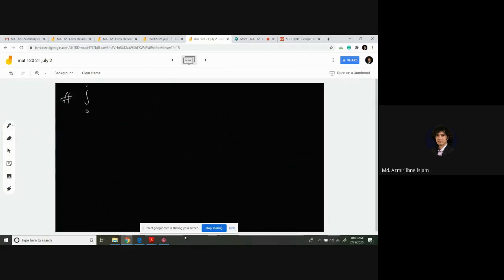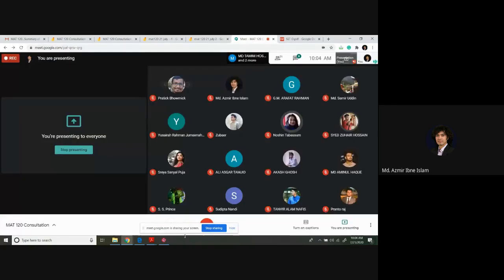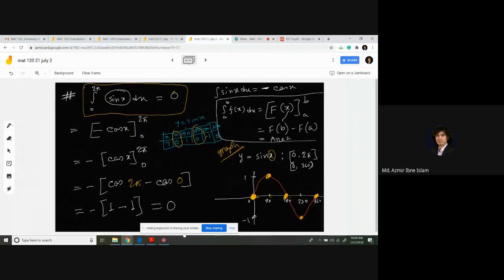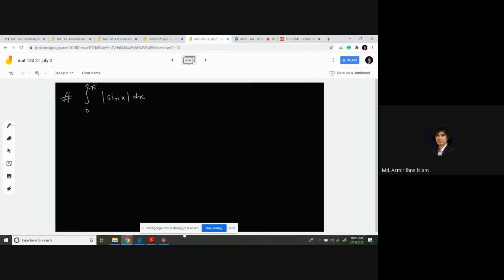Now, the most important part is coming. This will be our last part, and I will conclude the session after this one. So here we have the integral of modulus of sine x dx. This time we don't have just sine x, we have rather modulus of sine x.